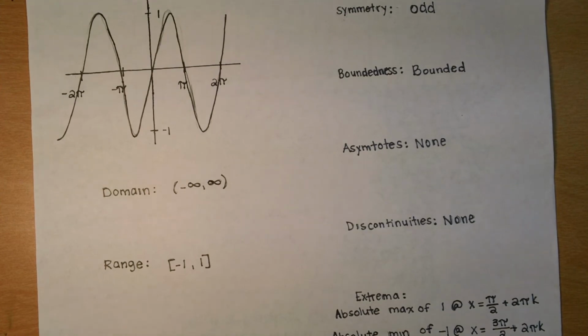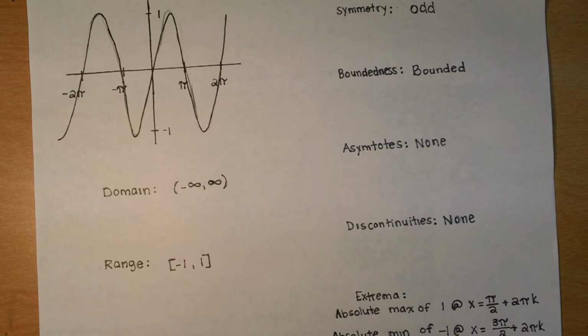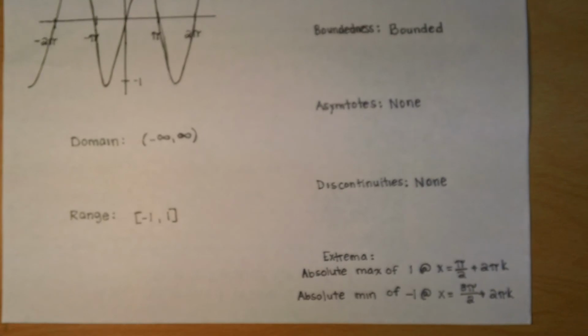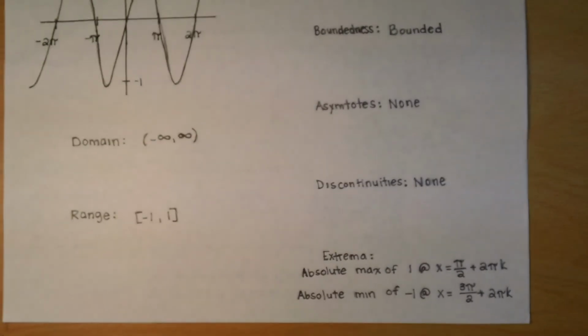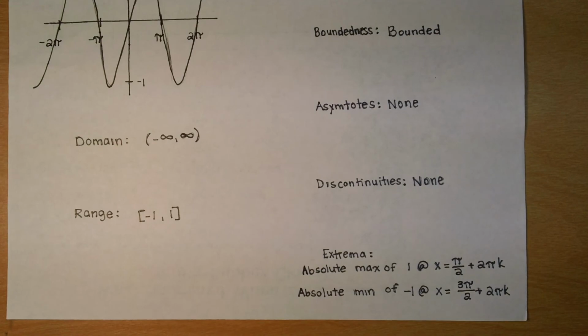The symmetry of y equals sine of x is always going to be odd. Our extrema are an absolute maximum of 1 at x equals pi over 2 plus 2 pi k, where k is an element of the set of all integers, and an absolute minimum of -1 at x equals 3 pi over 2 plus 2 pi k. This means that the function is bounded above and below. The end behavior of this function is oscillating because, while continuous, the function values oscillate between -1 and 1 without approaching any other number.